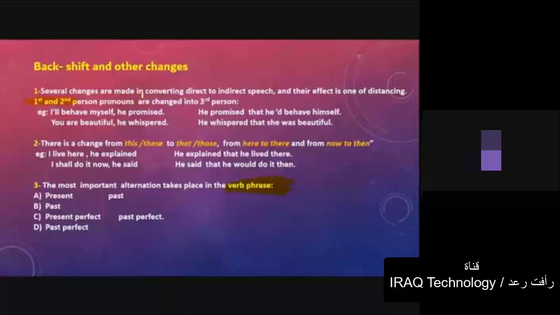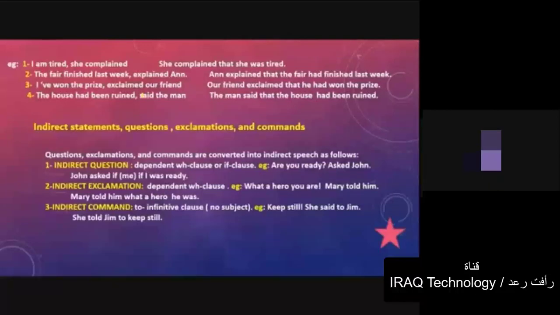Okay, clear? Do you have any questions, please? No, Miss. Examples: I am tired, she complained that she was tired. Now am changed to was and I to she. The fair finished last week, she explained. She explained the fair had finished last week.